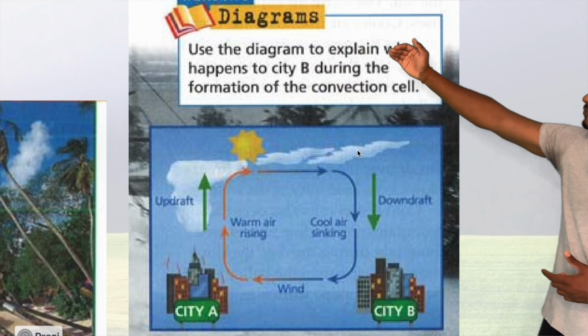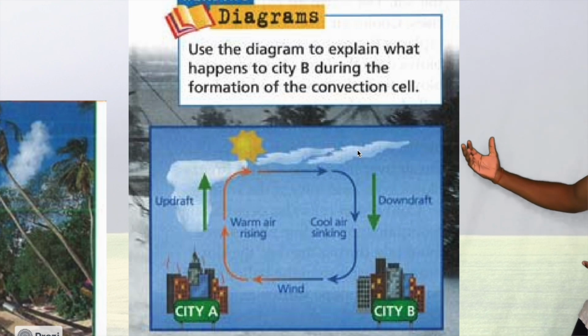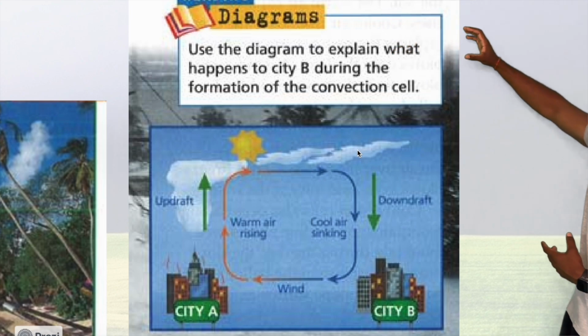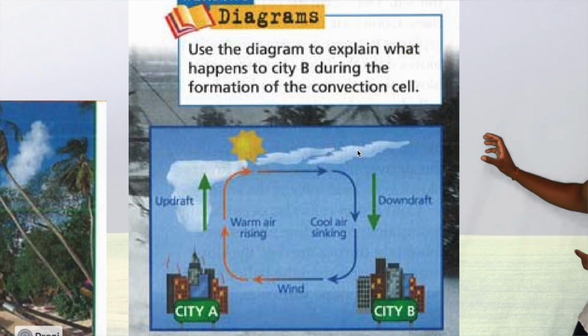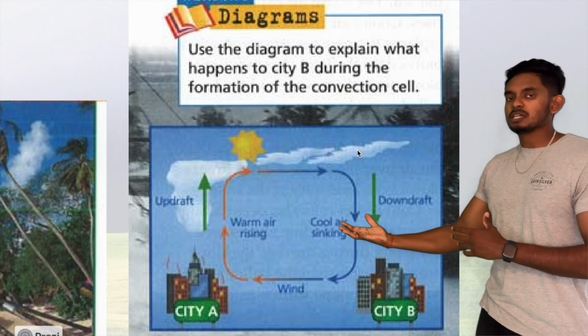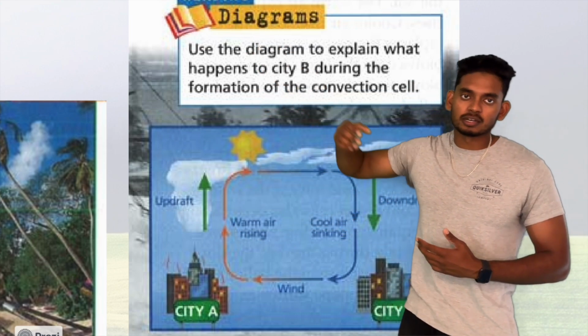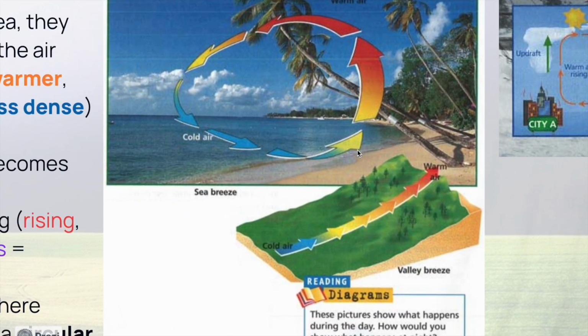It cools off on the top at the high altitudes and falls down because it's so dense. It's cold, it's dense, so it falls back down. It hits the city and it gets warmed up by the ground because the sun is beating on the ground, high energy. It gets warmed up again and goes back up. That is our basic convection cell.